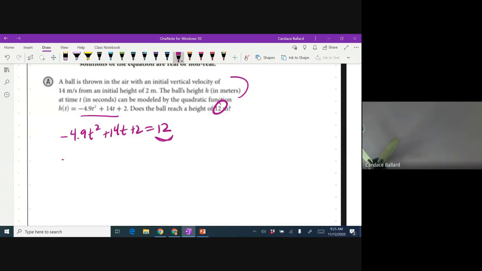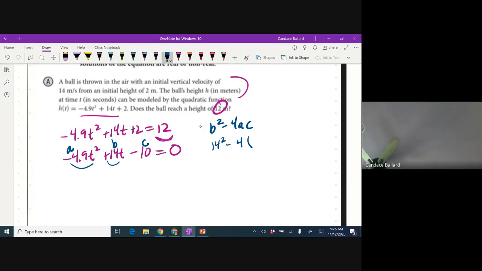So I'm going to subtract my 12 to the other side. So I have minus 10 equals 0. Now, if I'm solving a quadratic, the next thing I would really go for would be, is it factorable? And if not, I use the quadratic formula. But if they're not asking me to solve it, they're just asking me about the discriminant here. So this is the a value, this is the b value, this is the c value. Remember, a is always in front of your squared term. So I'm going to plug it into the b squared minus 4ac, okay, and decide if it's positive, negative, or 0. So I'm going to put my b in, which is 14. So 14 squared minus 4 times negative 4.9 times negative 10.